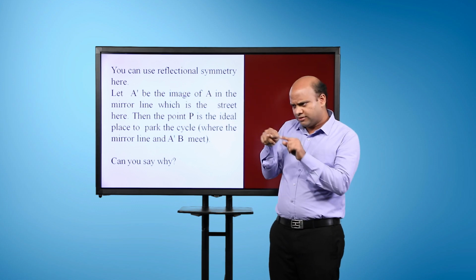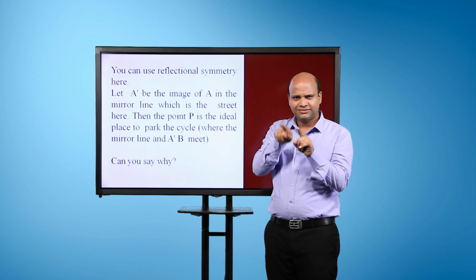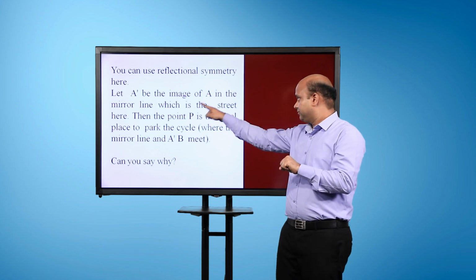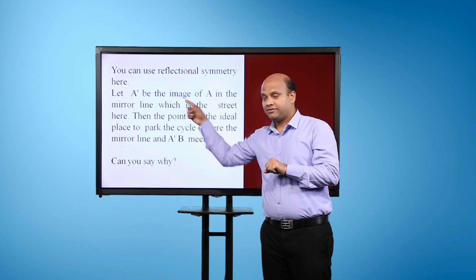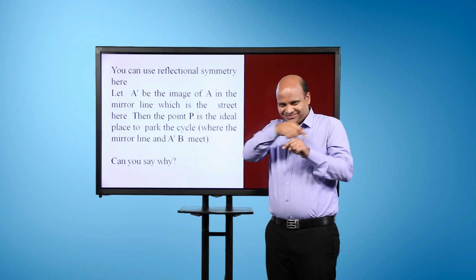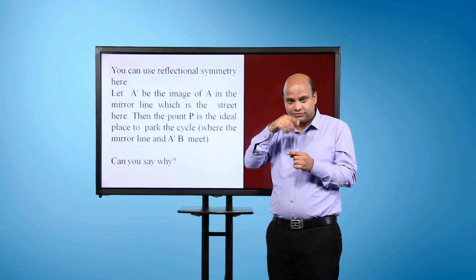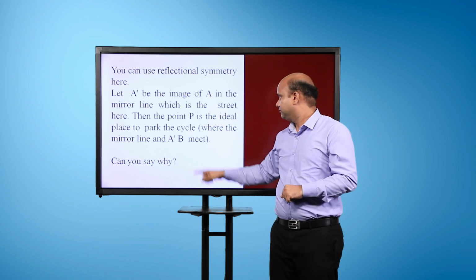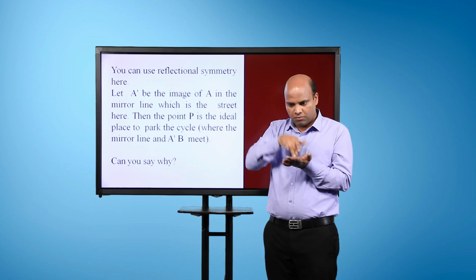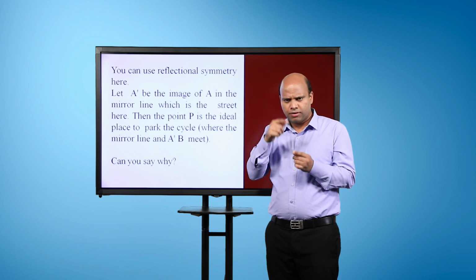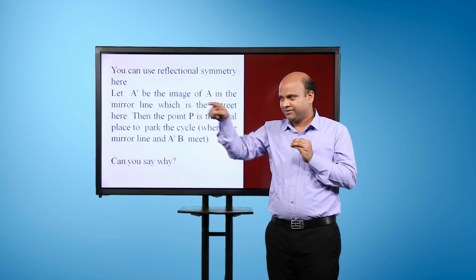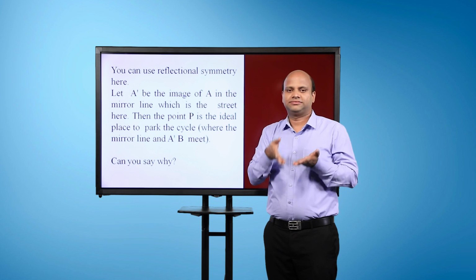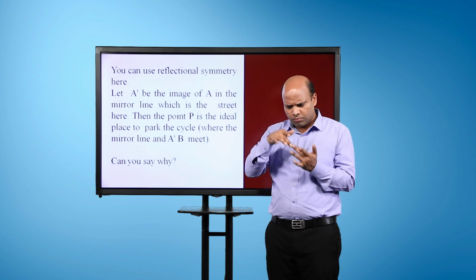You can use reflectional symmetry here. Let A' be the image of A in the mirror line, which is the street here. Then the point P is the ideal place to park the cycle, where the mirror line and A'B meet. Can you say why?